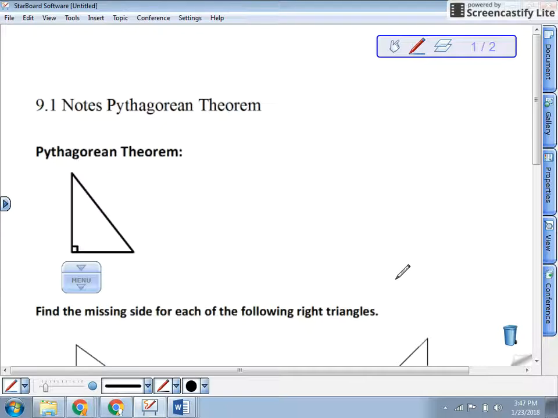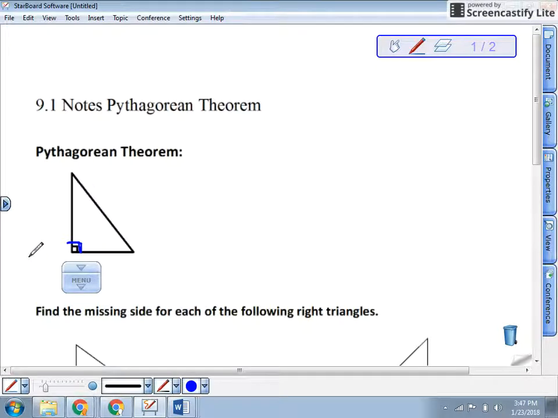Okay, so the Pythagorean Theorem, one of the most important formulas in geometry. Again, this only works when we're dealing with right triangles, all right? Remember, a right triangle has an angle that measures 90 degrees. You know it's a right triangle because there's that right angle symbol. So keep that in mind.